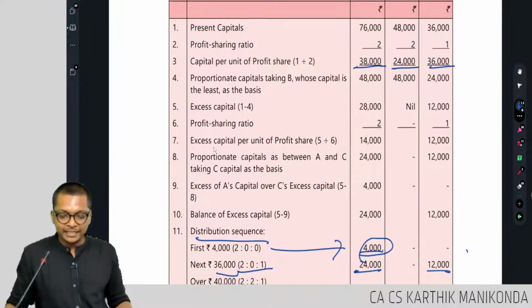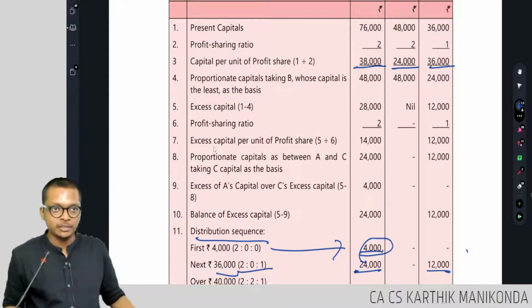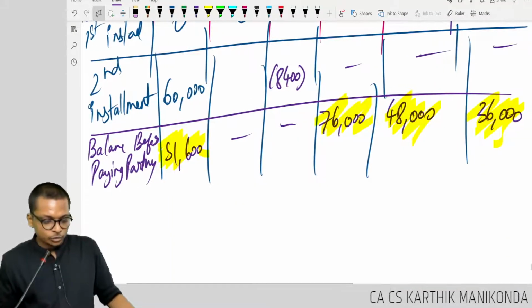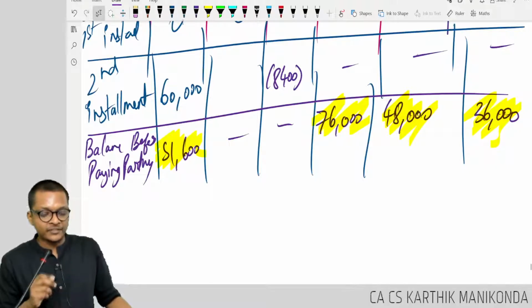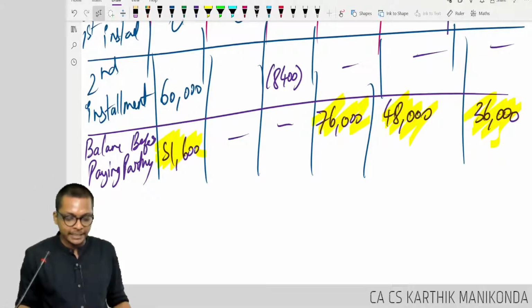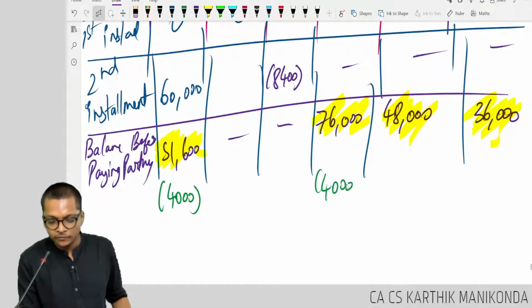Same box is there here. Exactly what I did with the presentation. So you have to do this for any sum. This alone will carry the bulk of the marks. So if I come here, how much money do I have? 51,600. In this, who will take first? A. So I will reduce first the A share. How much? 4,000. And I will reduce for A 4,000.